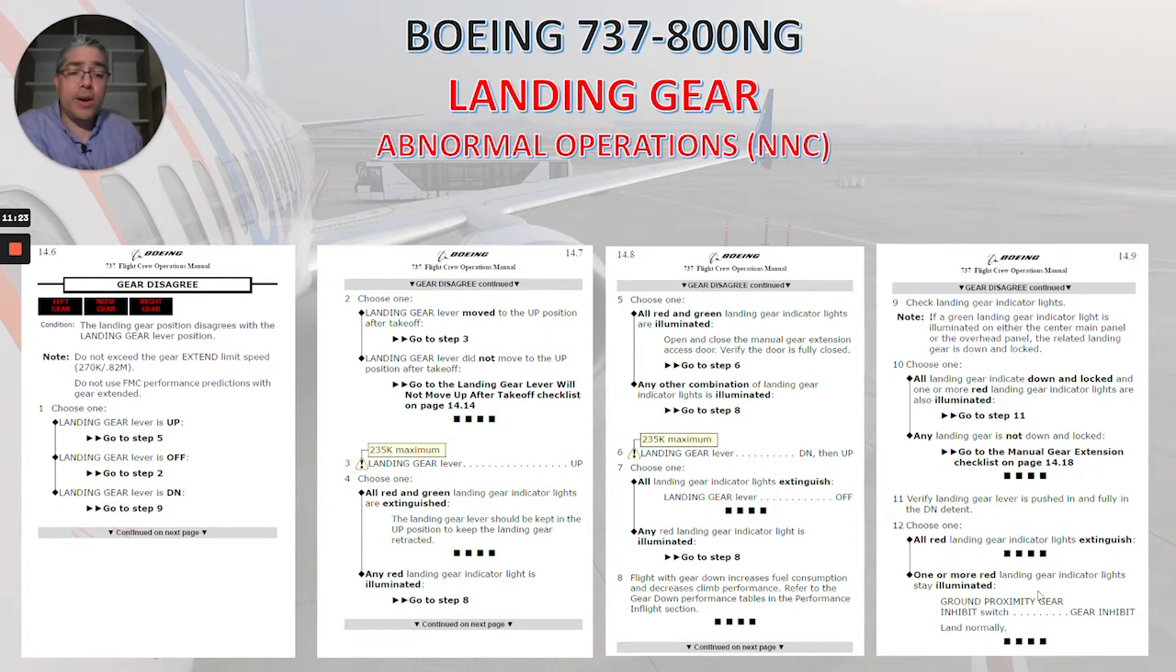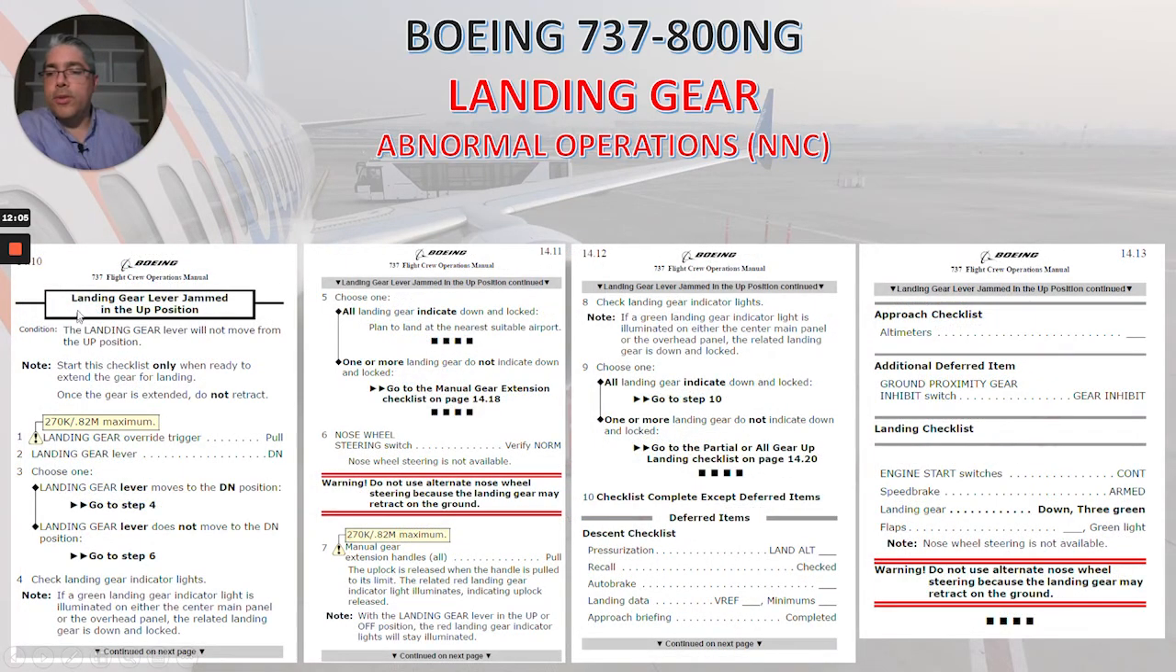One or more red landing gear indicator lights stay illuminated. Ground proximity gear inhibit switch, gear inhibit, land normally, and that's the end of the checklist. Now, if we check the other option, any landing gear is not down and locked, we'll have to go to the manual gear extension checklist on page 1418, which we're going to review in a few minutes.